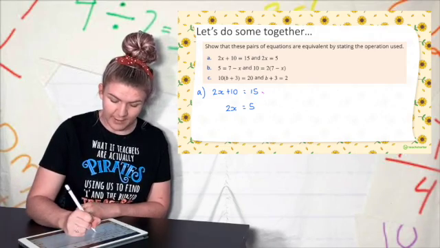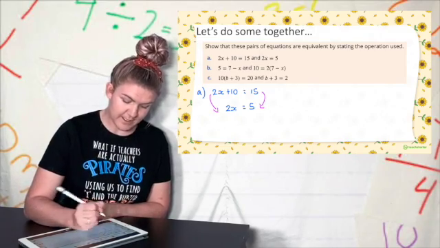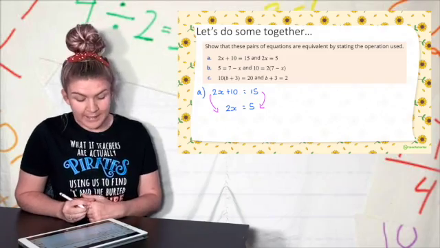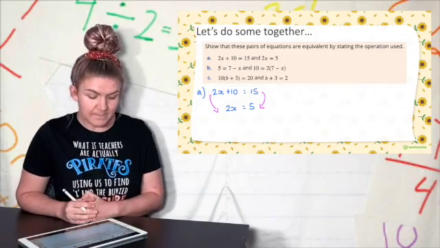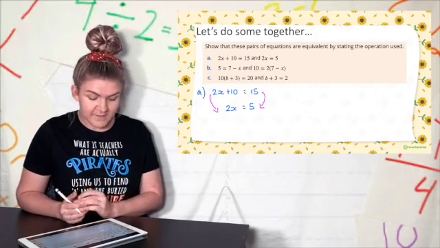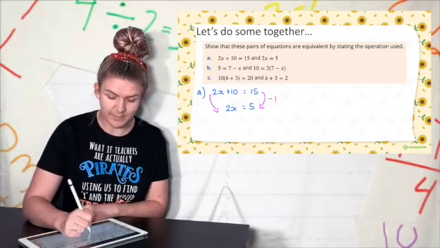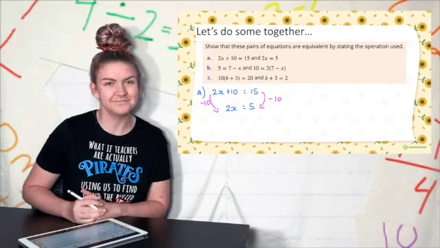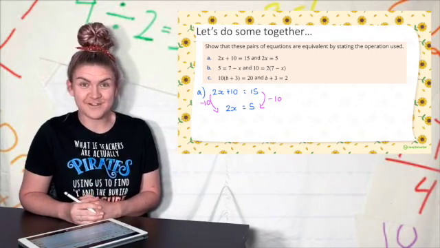I now need to figure out what operation I did to both sides in order to do this. I notice that 2x hasn't changed, but the 10 has disappeared and 15 has turned into a 5. So I'm going to figure out that it was take 10 on both sides. That's all I have to do for those ones.